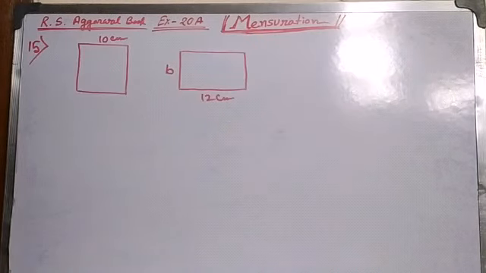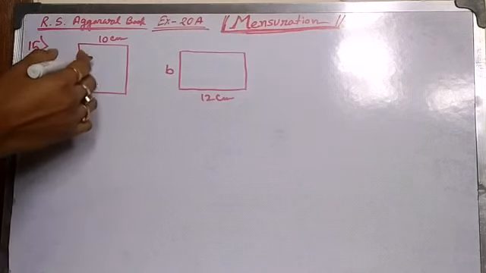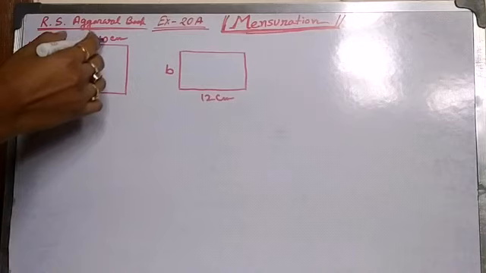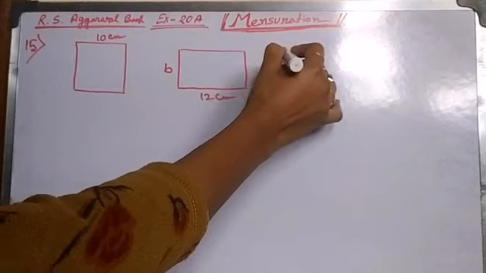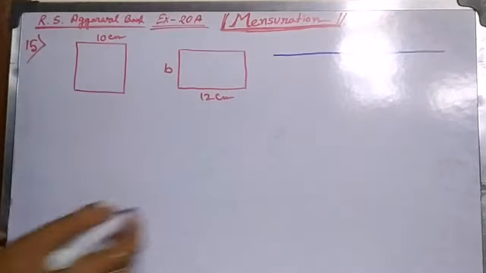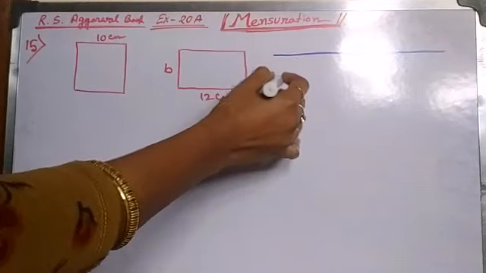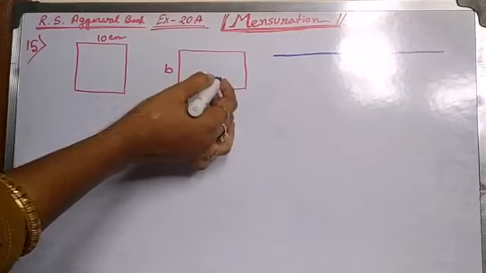Now coming to question number 15. A wire is in the shape of square of side 10 cm. If the wire is rebent into a rectangle of length 12 cm, find its breadth. So this is the square shape wire, 10 cm each side. This is the wire. When it is bent, this square shape comes. When it is rebent, this rectangular shape comes.